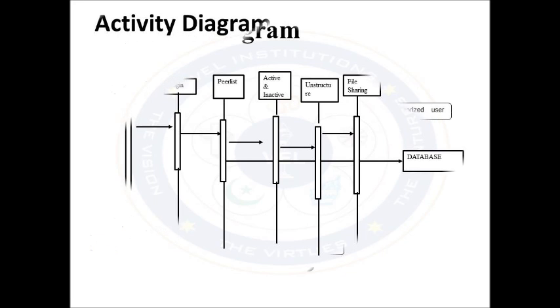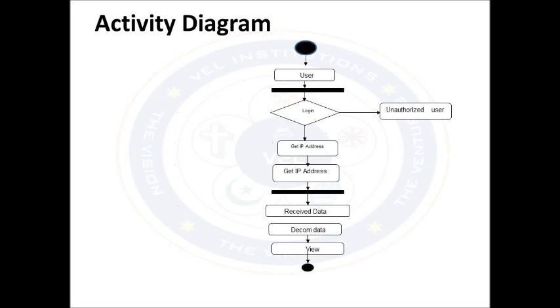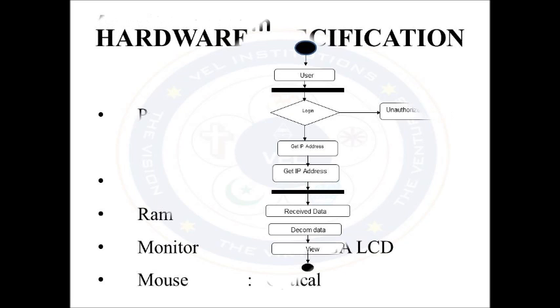Then next, activity diagram. The activity diagram also denotes the project process: login page, then conditions, unauthorized person, IP address, getting the IP address, data information, file sending, viewing, and finally the conclusion of how the project is processed in the network.